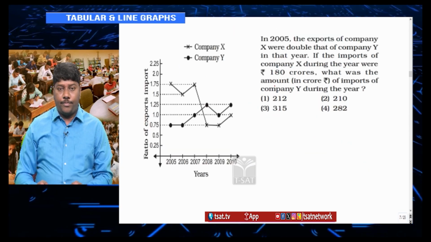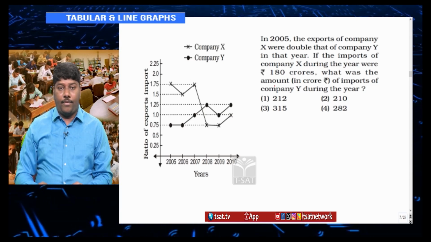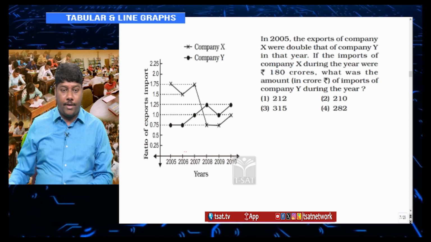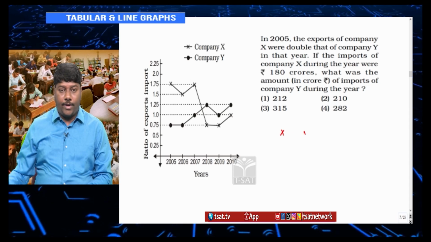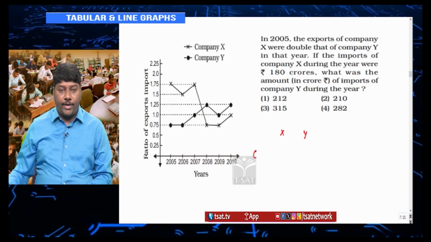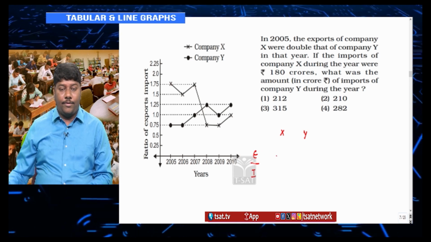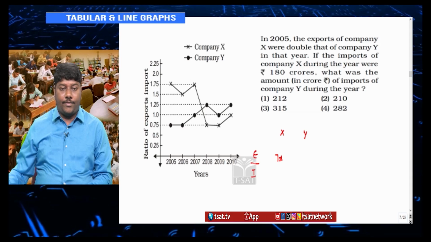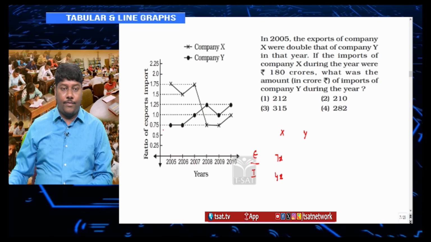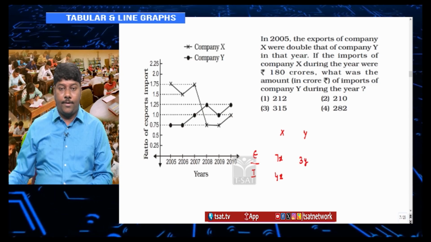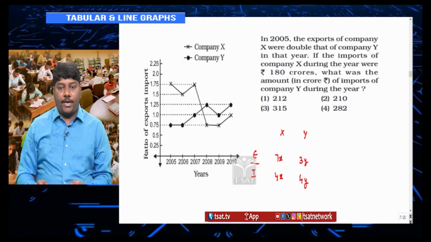Look at the next question in this. In 2005, the exports of the company X were double that of company Y in that year. In 2005, look at X and Y. I would write exports by imports. For X it is 1.75, which I would take as 7/4, so I will take it as 7x and 4x, exports and imports. For Y it is 0.75, which is 3/4, so I would take it as 3y and 4y. These are exports and imports in 2005 for X and Y companies.